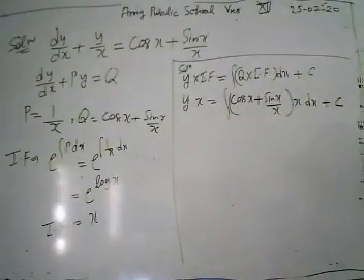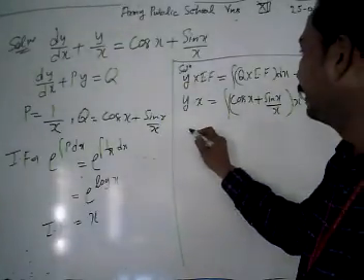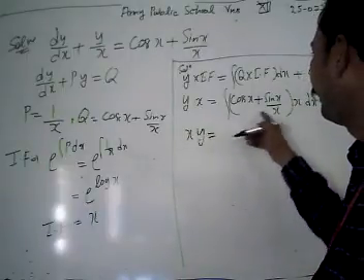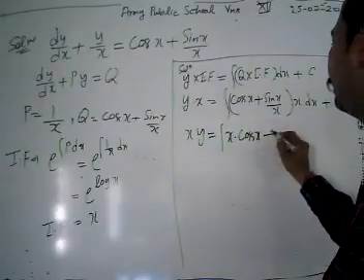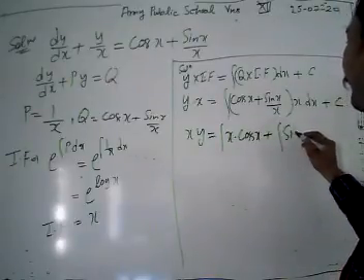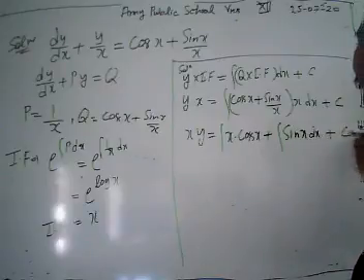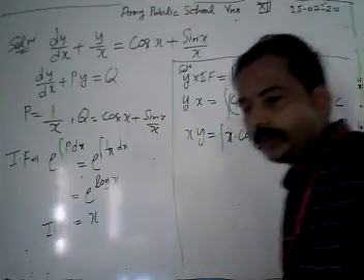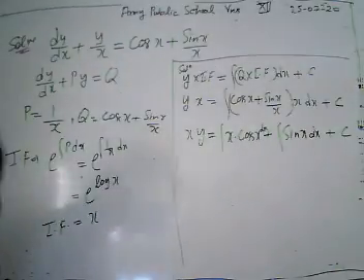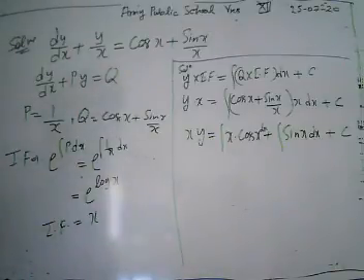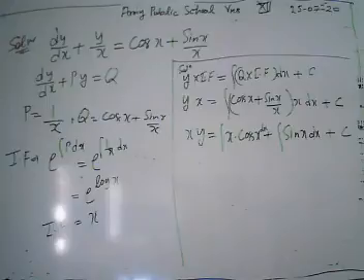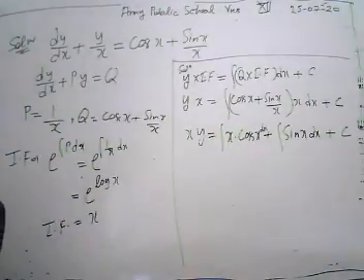Now look, what do you get? Cos x plus sin x by x, multiplied with this x. On the left we have xy. When you multiply with this x, we get integration of x cos x plus integration of sin x dx plus c. So our xy is integration of x cos x dx plus integration of sin x dx plus c.